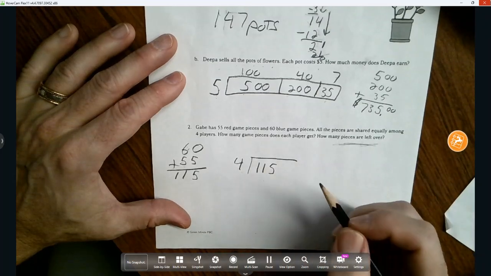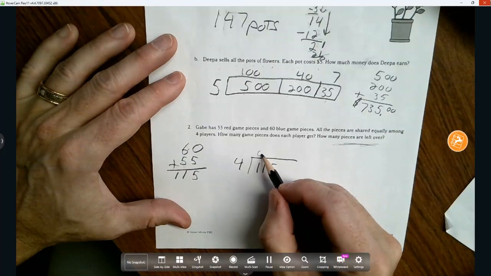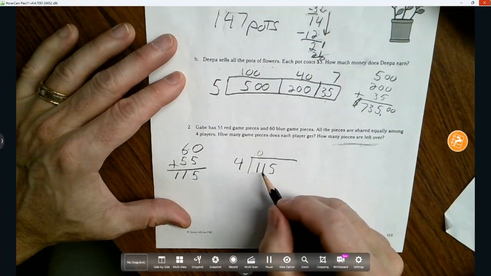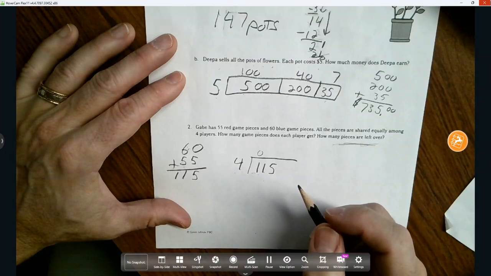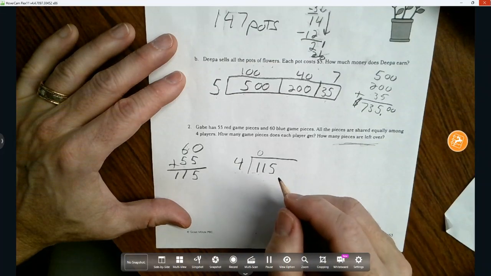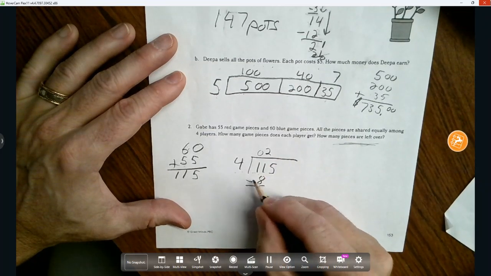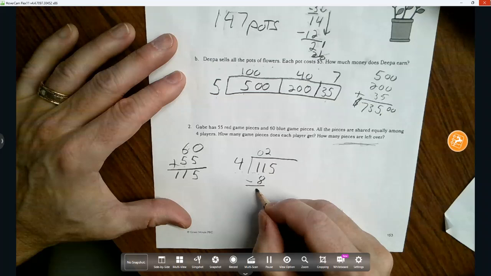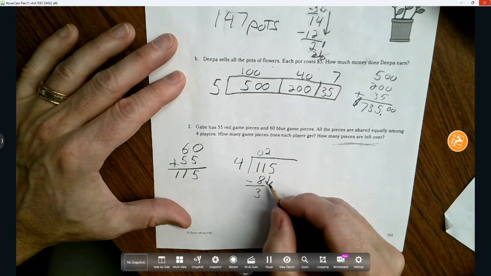All right, how many times does 4 go into 1? 4 can't go into 1, so that's going to be a 0. So now it's 11. How many times can 4 go into 11? 4 times 1 is 4. 4 times 2 is 8. 4 times 3 is 12. So 2 is our biggest. 4 times 2 is 8. 11 minus 8 is 3. 3 is smaller than 4. That's good. Bring down that 5.